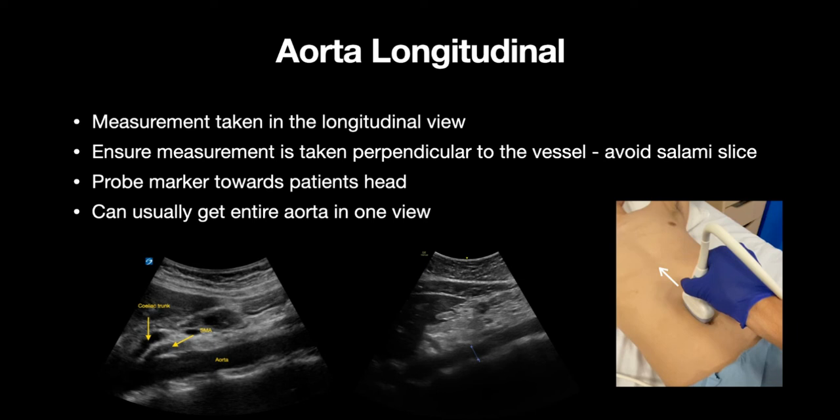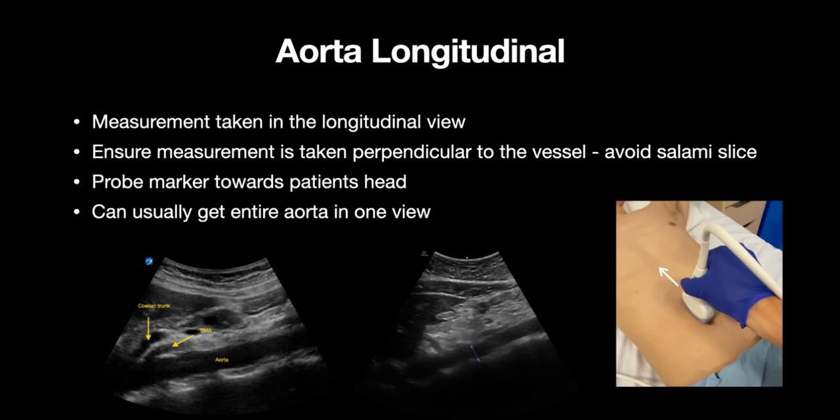You need to ensure that the measurement is taken perpendicular to the vessel to avoid a salami slicing effect where the vessel appears bigger than it actually is. So in the middle picture at the bottom of the screen, we can see we've taken a measurement of the mid-aorta perpendicular to the vessel, so we get the correct size.